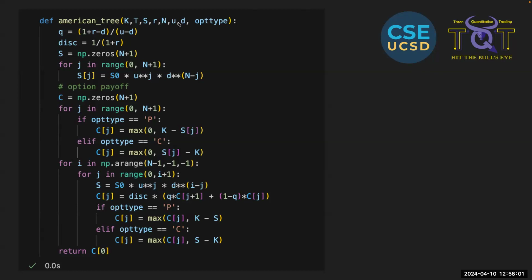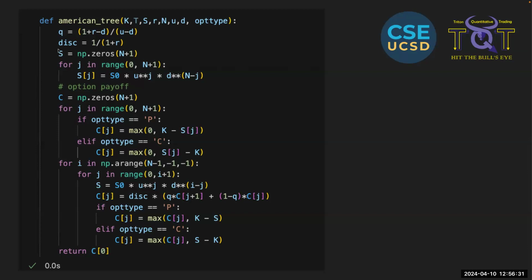So you put in all your factors that we discussed in the last slide for the tree, and then you basically tell it the type also. So is it a call option or a put option? And then the Q here is basically the risk-neutral probability that we calculated by using the formula (1 plus R minus D) upon (U minus D). And then the discounting factor to go back in the tree, what we used was 1/(1 plus R).